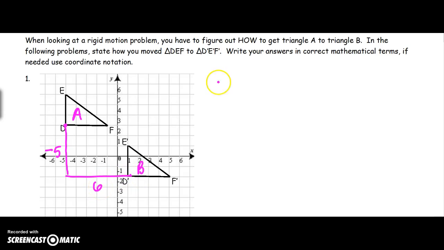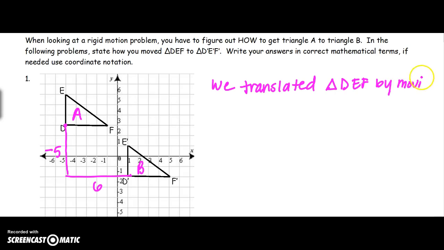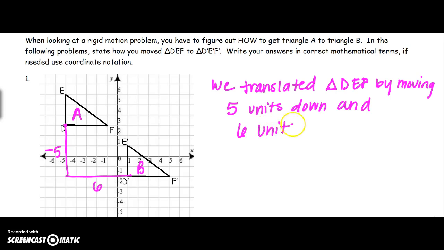So we would say we translated triangle DEF by moving 5 units down and 6 units to the right. So all we did is we just picked up that triangle and moved it to a different spot, and then we explained what we did.